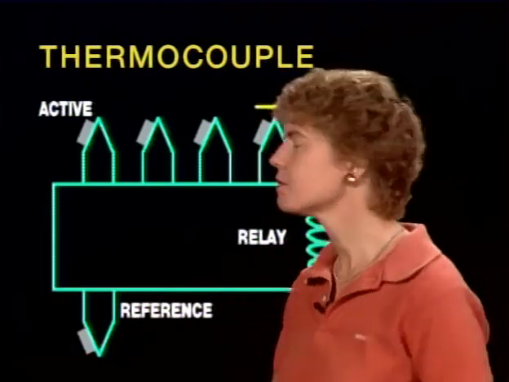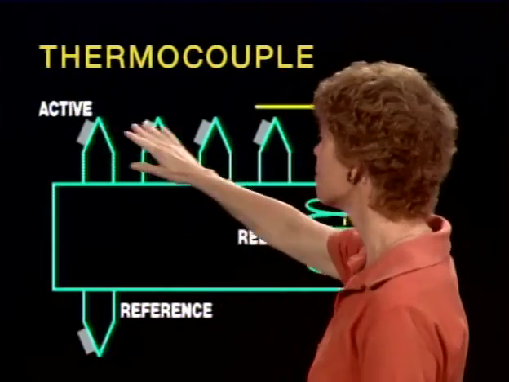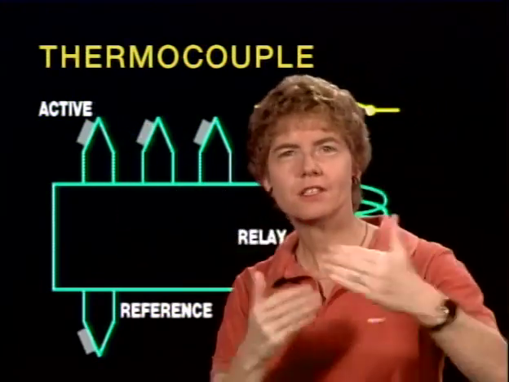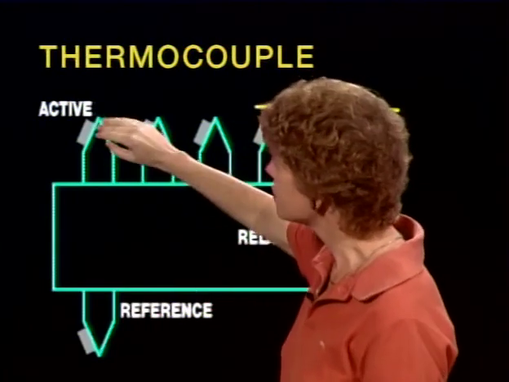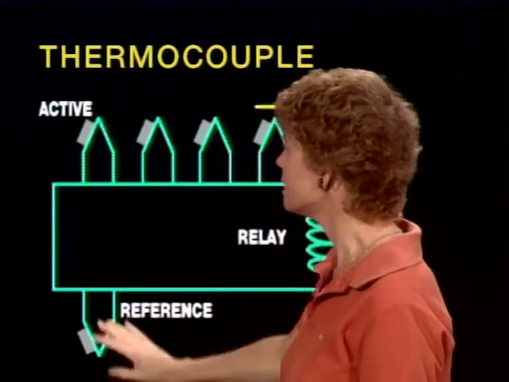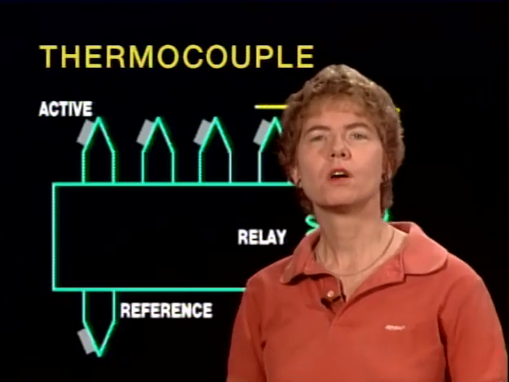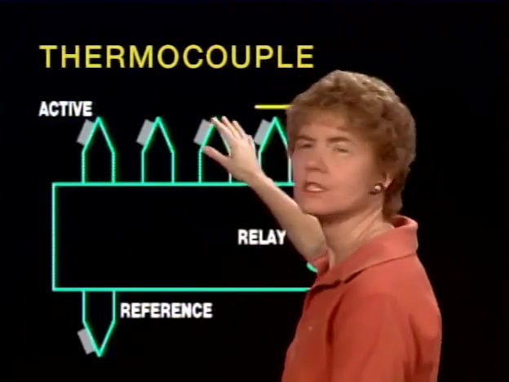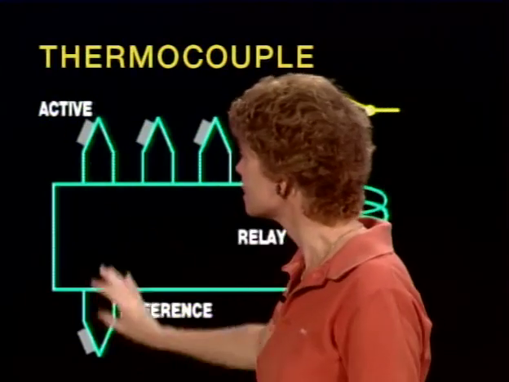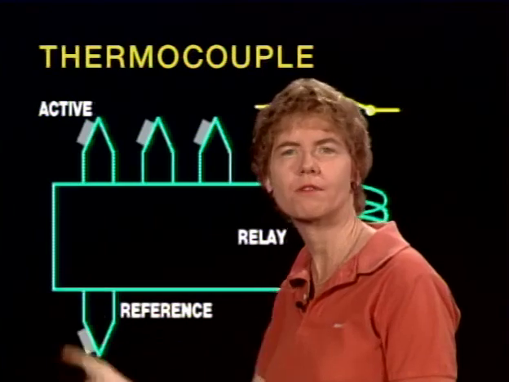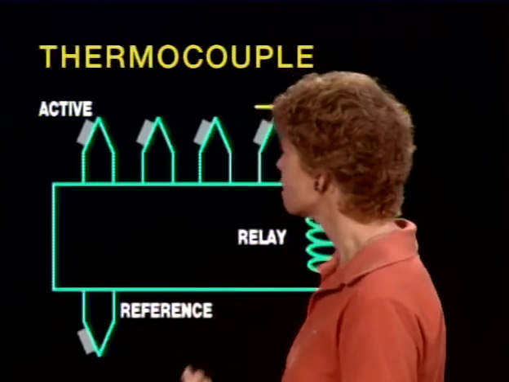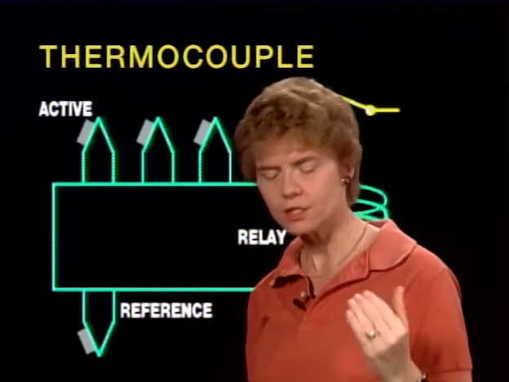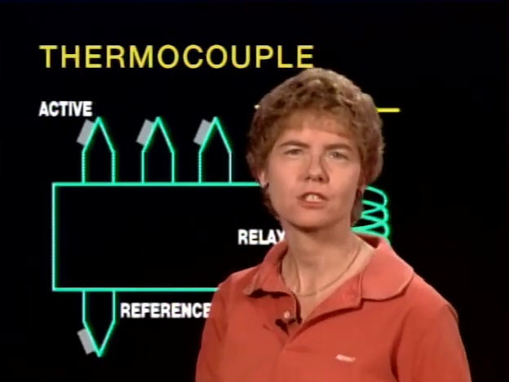And if you do get a fire going, what happens is one or more of these active thermocouple sensors will sense a hotter temperature, and the temperature difference between the active and the reference units will generate a small current. And so when these active sensors are heated and there is a temperature difference between that and the reference, it generates a current, and that in turn activates the fire warning system, the thermocouple fire detection system.